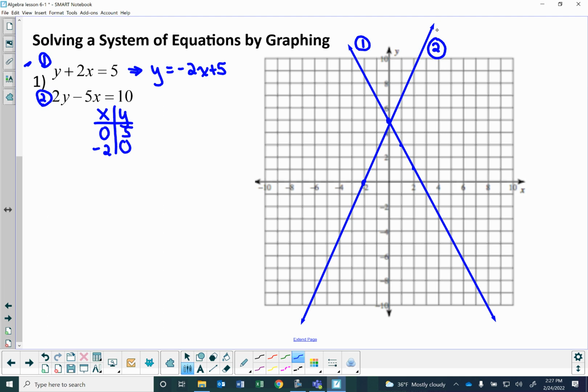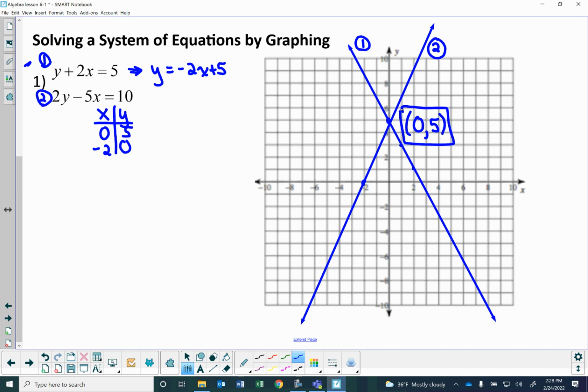Where do these two lines cross? They cross at the point (0, 5). So I have to list that point. Just list it right on your graph as a coordinate point and then box it. So the solution to these two equations is the point (0, 5), because the point (0, 5) is a solution to both of these equations. How do I know this?